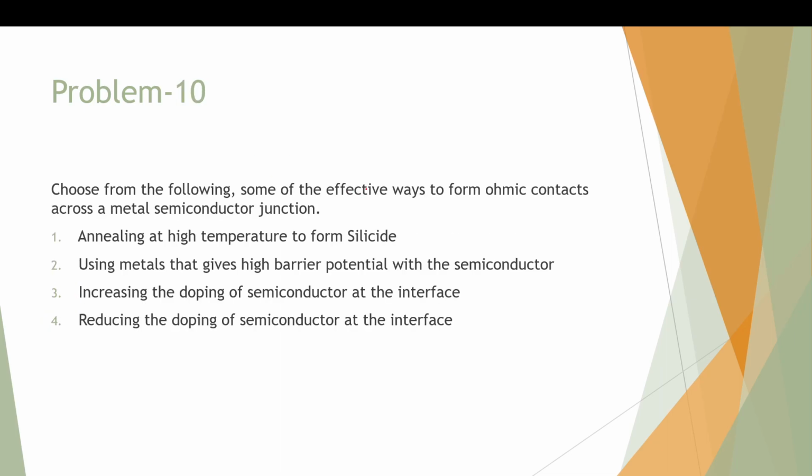Choose from the following some of the effective ways to form ohmic contacts across the metal semiconductor junction. Whenever we are forming contacts using a metal on top of a semiconductor, by default this contact is a Schottky diode like contact, because the work function of the metal is very different from the work function of the semiconductor.